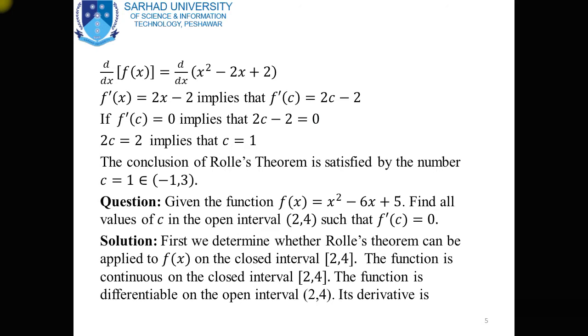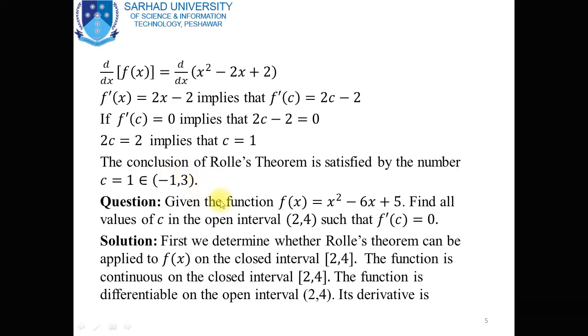So 2c minus 2 is equal to 0. Now if we calculate, then after simplification we obtain the value of c is equal to 1. So the conclusion of Rolle theorem is satisfied by the number c is equal to 1, and c belongs to this interval. C is equal to 1, which is between -1 and 3.